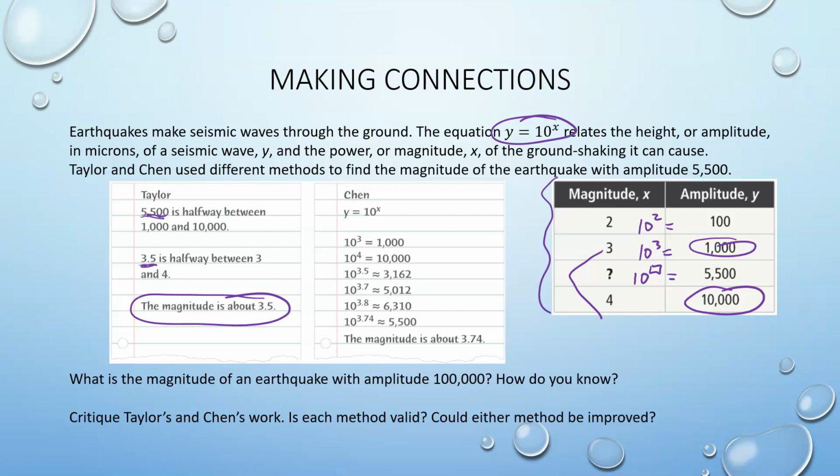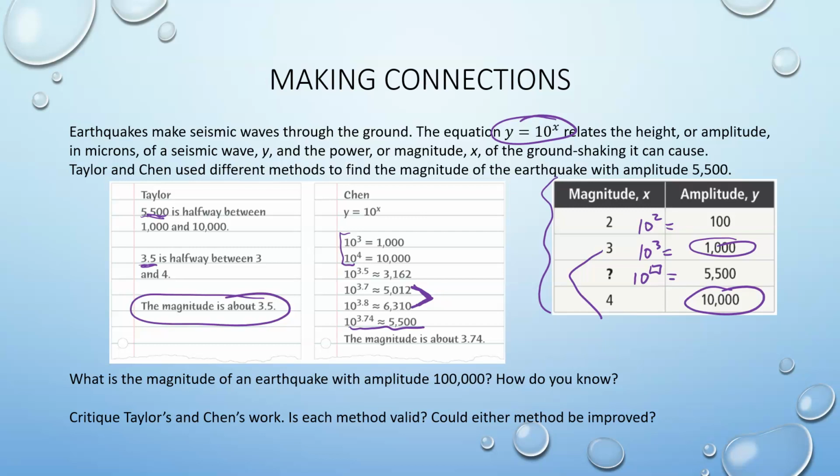Chen, on the right-hand side, started to work it out, and he also recognized that it's somewhere between 10 to the third and 10 to the fourth, but you can see then he started using guess and check. He said, okay, 10 to the 3.5, that's 3,162, so he went up to 3.7, up to 3.8. Well, he realized then that it's somewhere between 3.7 and 3.8, and so through this guess and check model, he got that it's about 3.74. Okay, so he used more of a guess and check.